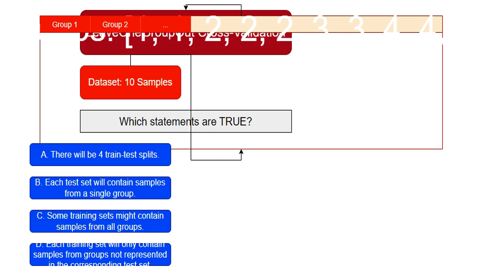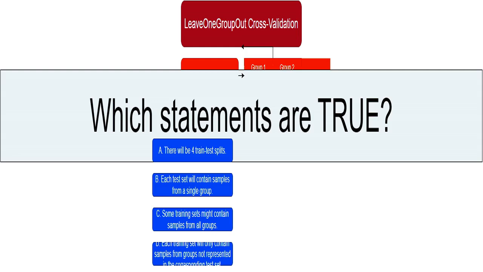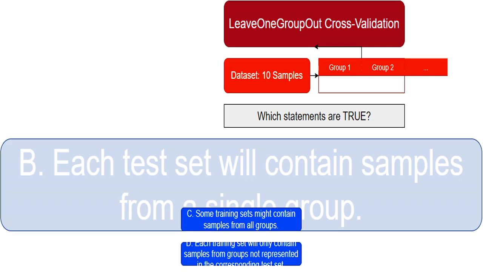LeaveOneGroupOut will treat each of these groups independently. Since I have 4 groups, LeaveOneGroupOut will create 4 separate train test splits. In each split, one entire group will be held out, the test set, and the remaining groups form the training set. That's the key feature of LeaveOneGroupOut. Each test set contains data from only 1 group.